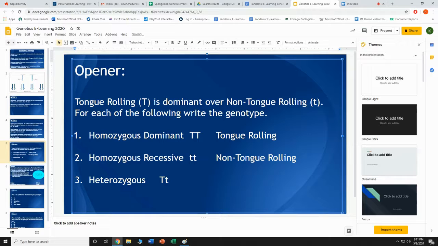Sorry about that. And heterozygous, their phenotype, so how they look, is that it's going to be tongue rolling. All right, because it still has at least one big T. Just one is all it takes. If it has two, hey, double duty. Doesn't mean you're any better of a tongue roller. It just means you got two copies of the dominant trait. All you need is one to show the dominant trait, which is tongue rolling. Okay, so there's that.